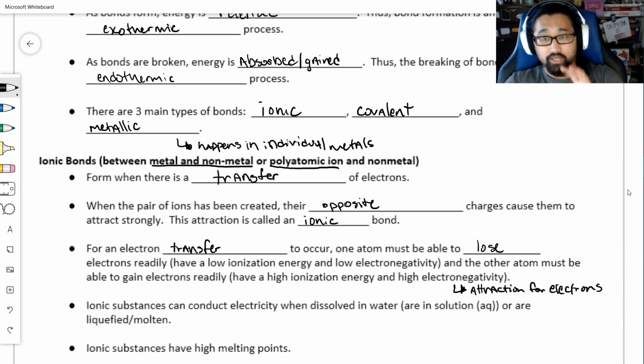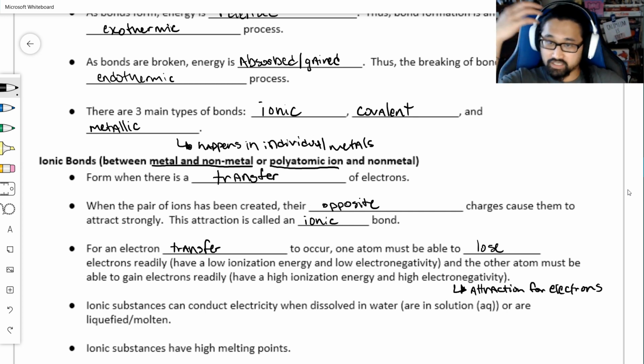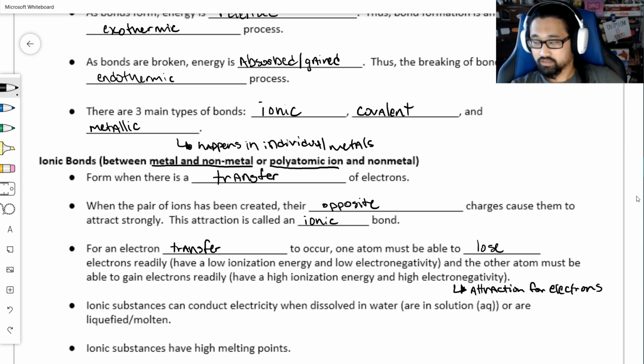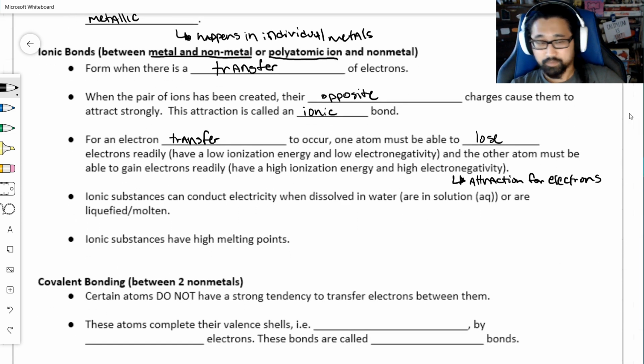So you need one atom that's easily able to lose electrons, and a different atom that's easily able to gain electrons. So the one that's able to lose will have it yoinked away by the one that's easy to gain. And remember again, electronegativity is attraction for electrons.